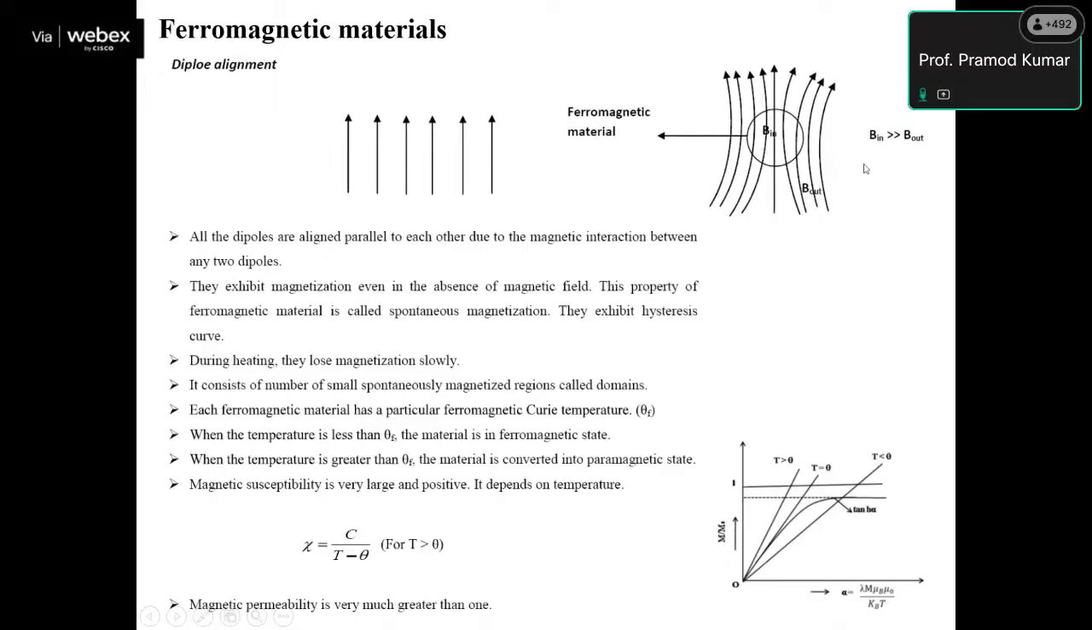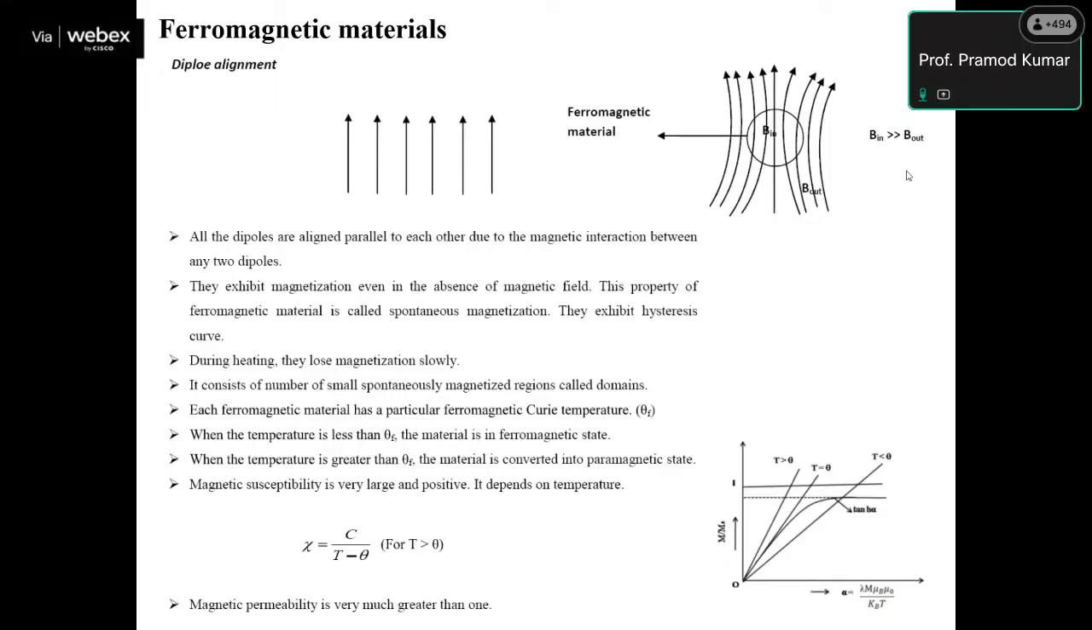And if a magnetic field is applied, then of course it attracts the magnetic lines very strongly. So if you look here, inside, this dipole magnetic moment is always greater than the applied field. So maximum magnetic lines are going to pass through this ferromagnetic material, through the dipoles.